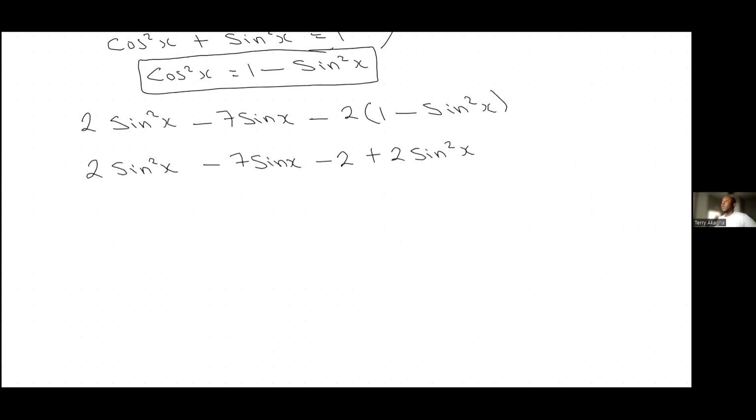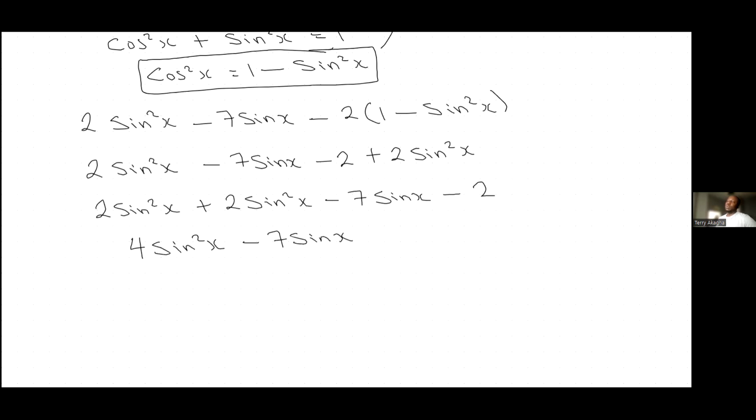So the next thing, we're going to collect like terms. So we're going to collect these like terms together. So we're going to have 2 sine squared x plus 2 sine squared x minus 7 sine x minus 2. So 2 plus 2 will give you 4. So it's going to give us 4 sine squared x minus 7 sine x minus 2.